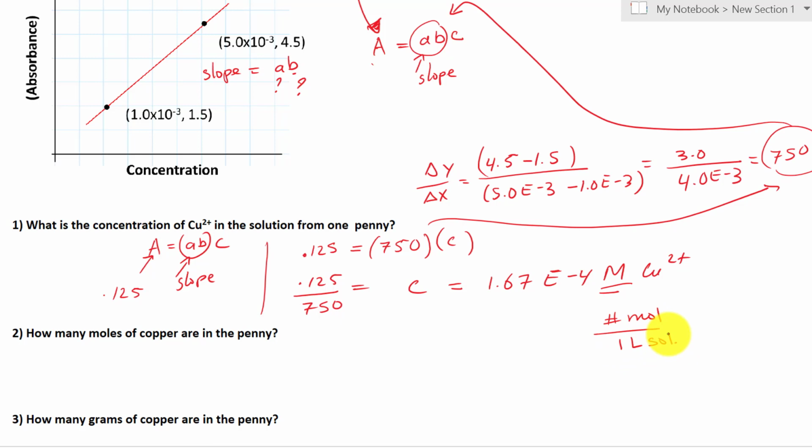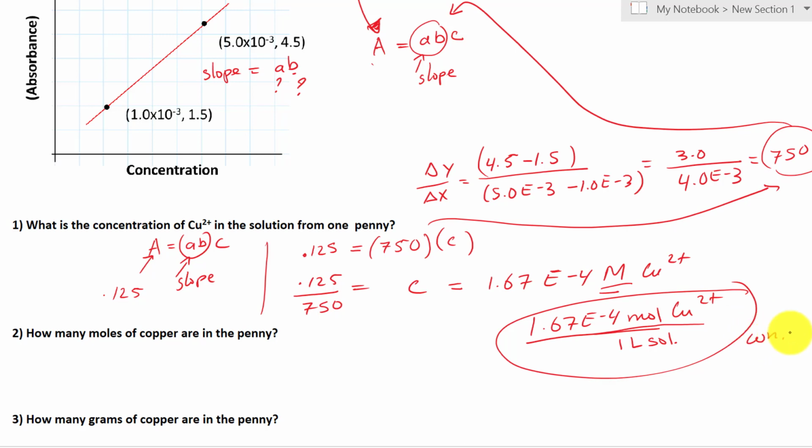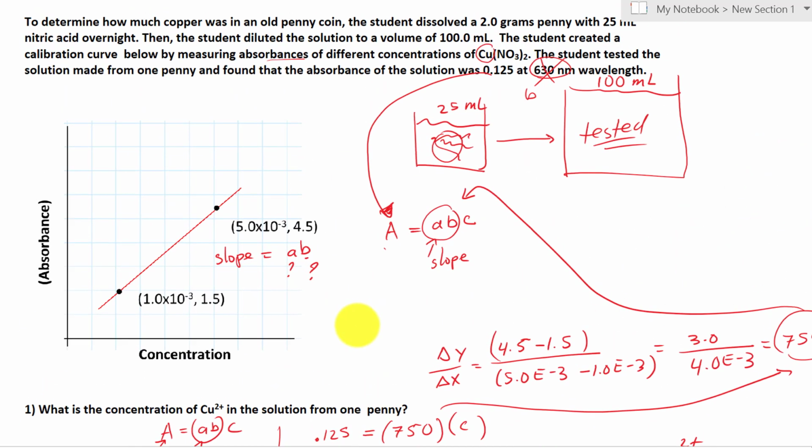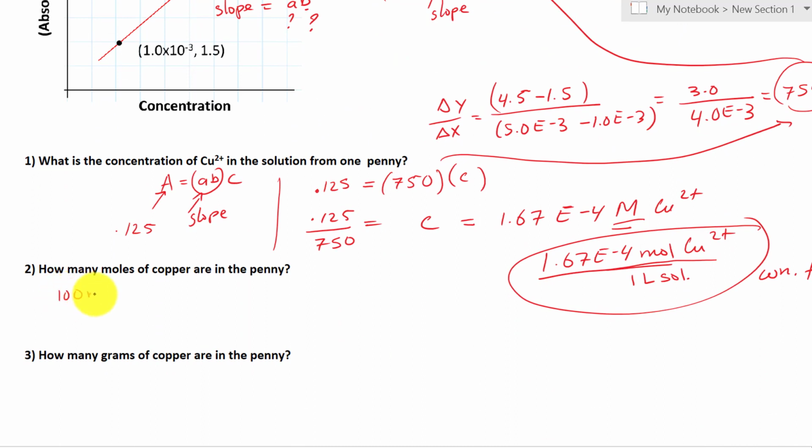Okay? And if we rewrite this, this is actually equal to 1.67 e to the negative 4 mole of copper 2 plus over 1 liter of solution. And do we know how much of the solution we use? So let's use this as a conversion factor. And how much of the solution are we actually testing in this case? 100 milliliters. And 100 milliliters is equal to how many liters? 0.1 liter. So now we know how much solution we use.